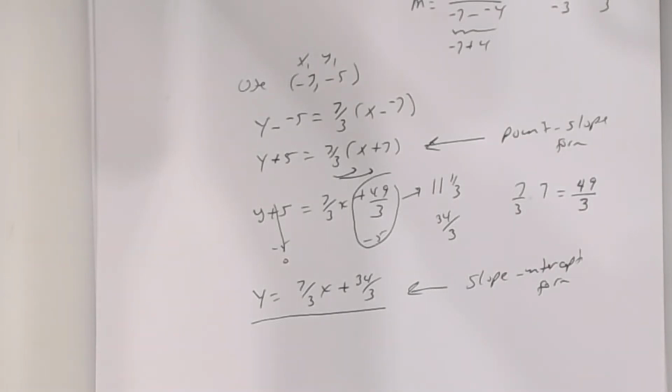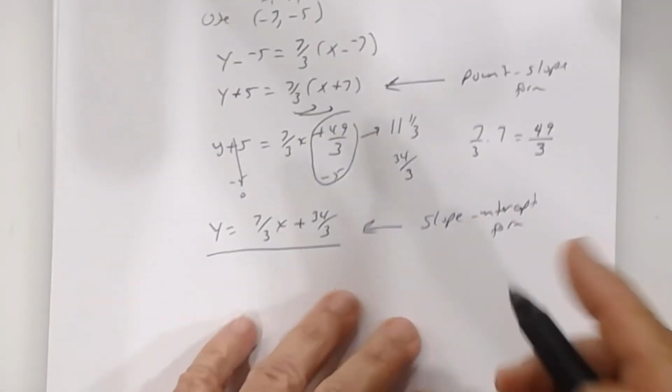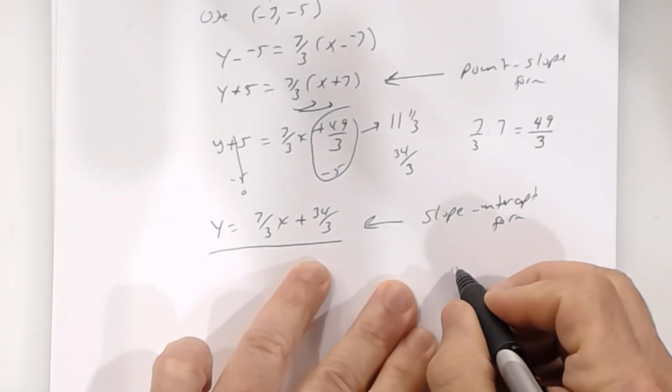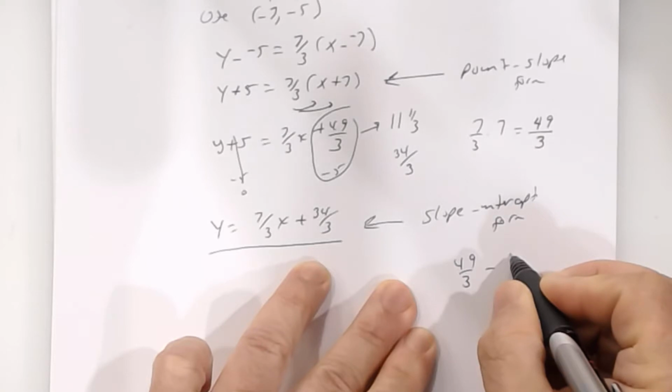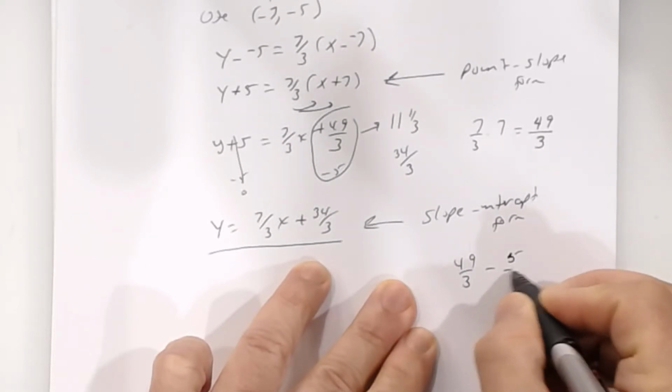Now, let's do this by hand, just in case someone went through your book bag and took your calculator. So on the test, you'd have to do it by hand. So you say 49/3 subtract what? 5, and write 5 as 5/1.